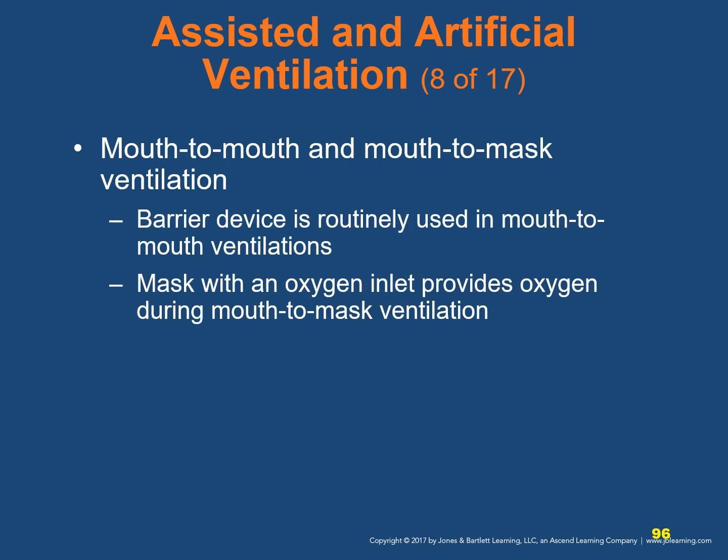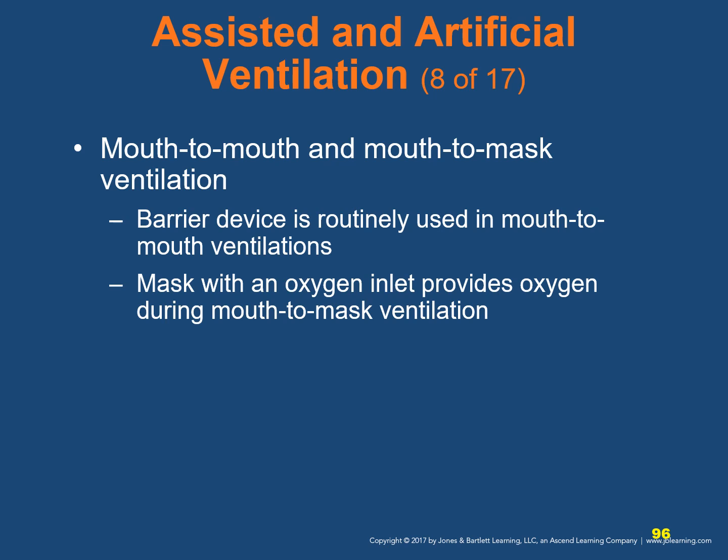Now we're going to discuss mouth-to-mouth and mouth-to-mask ventilation. A barrier device is routinely used in mouth-to-mouth ventilations. A plastic barrier is placed on the patient's face that includes a one-way valve to prevent the backflow of secretions, vomitus, and gases. Mouth-to-mouth ventilations without a barrier device should be provided only in extreme situations.